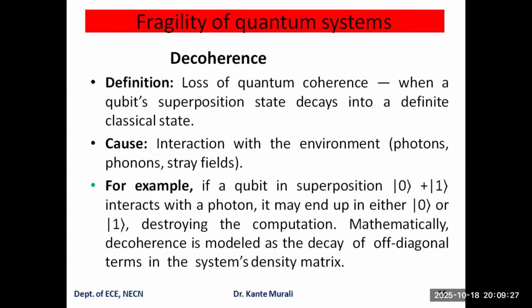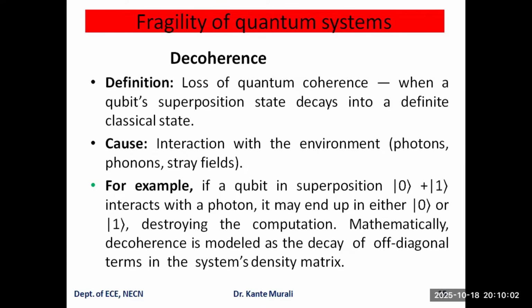One is decoherence. Now let's dive into decoherence. It is one of the biggest barriers, or enemies, of quantum computation. When qubits interact with their environment, their superposition collapses into a definite classical state. That means either 1 or 0.